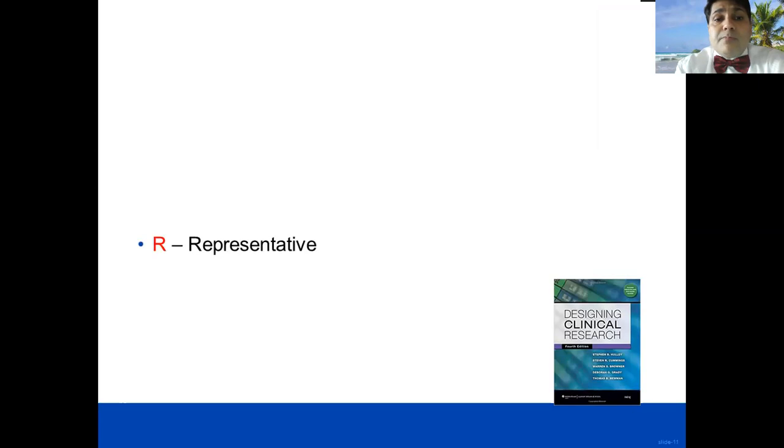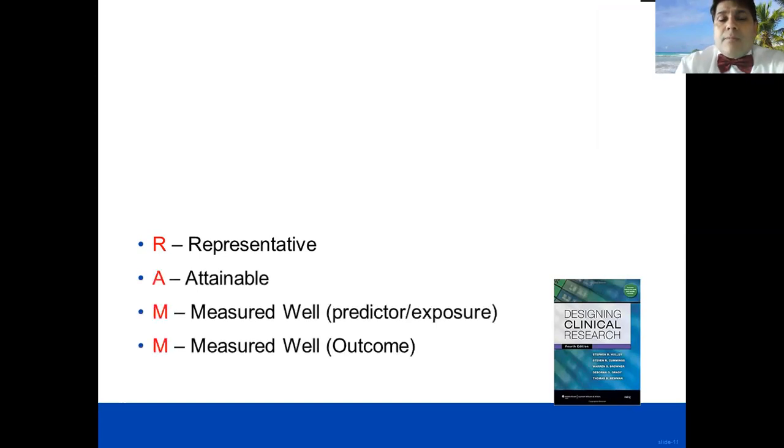So this is one of our core principles. We have talked about it in previous lectures as well. The PICO-RAM. So RAM stands for the patient population. It should be representative of the disease or the group you're trying to look for. When you're doing your interventions, it should be attainable, and the outcome as well. Your predictor and exposure variables and outcome measurement have to be measured well.